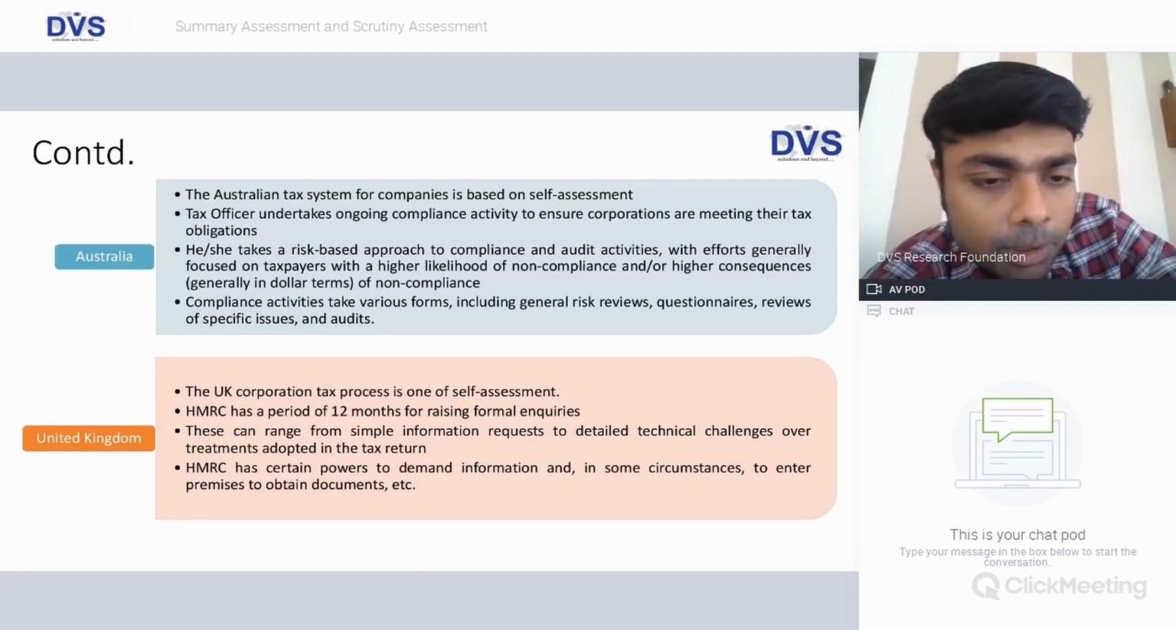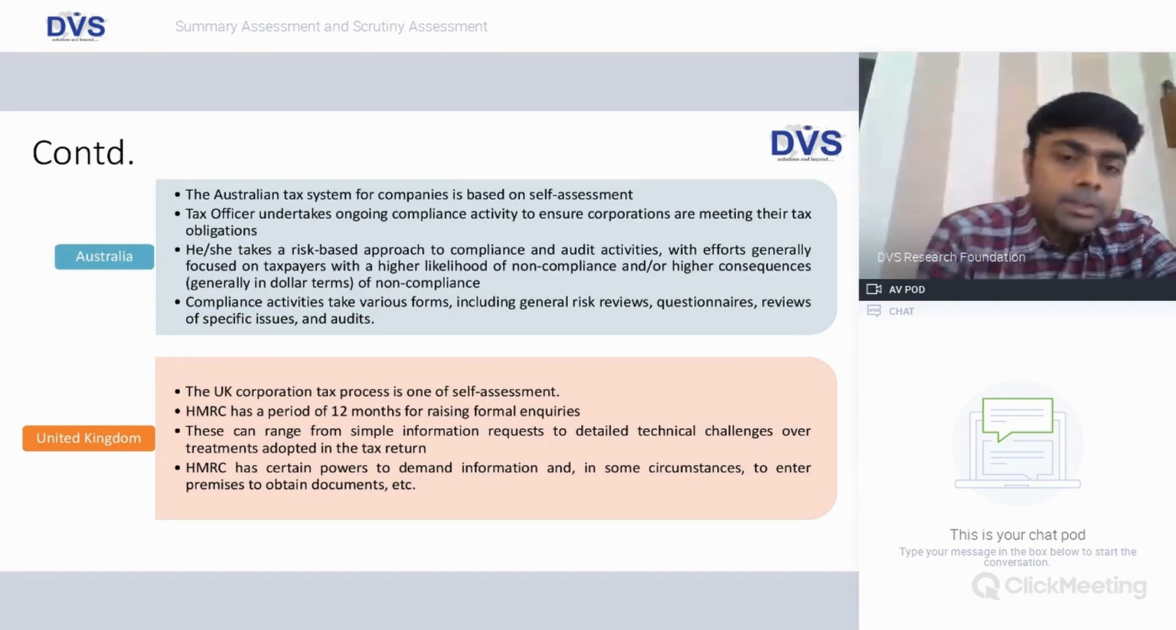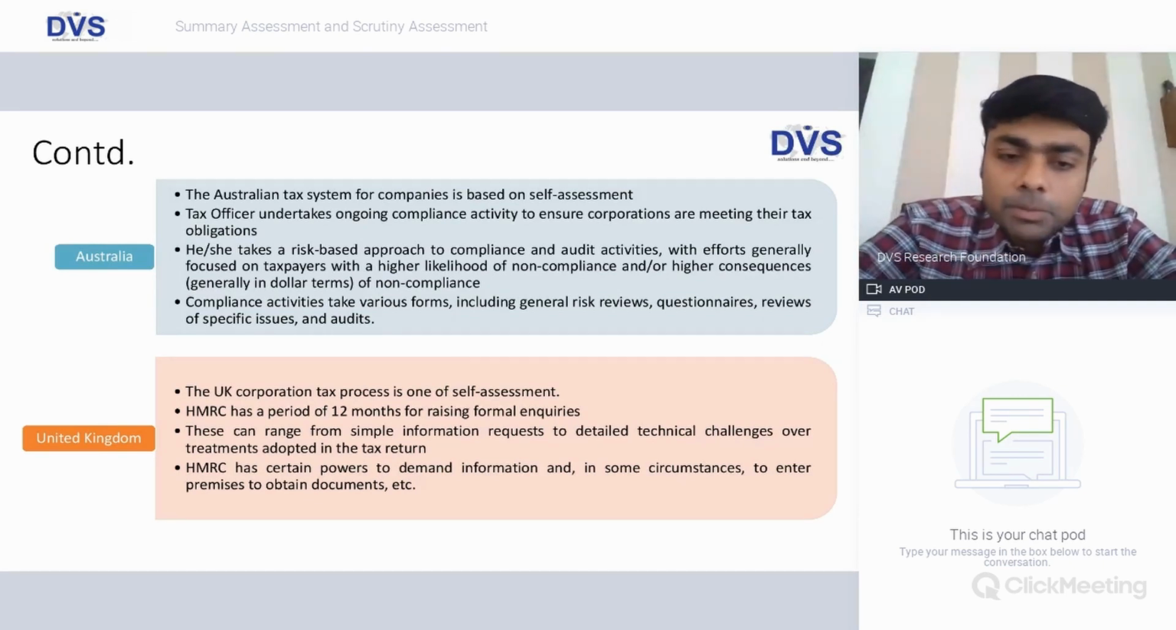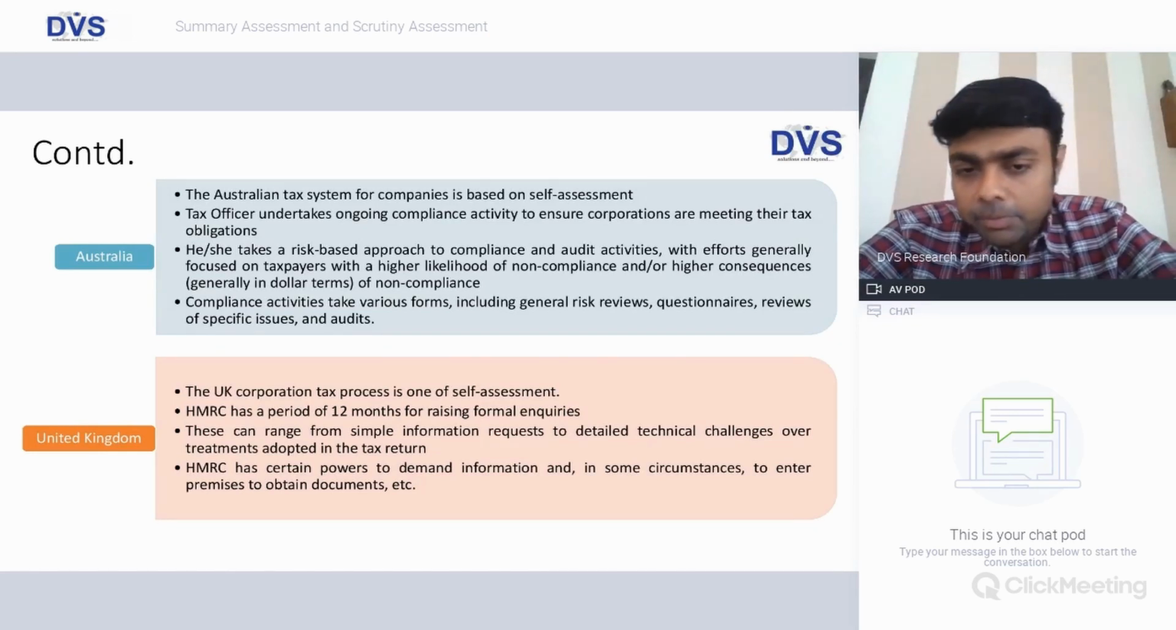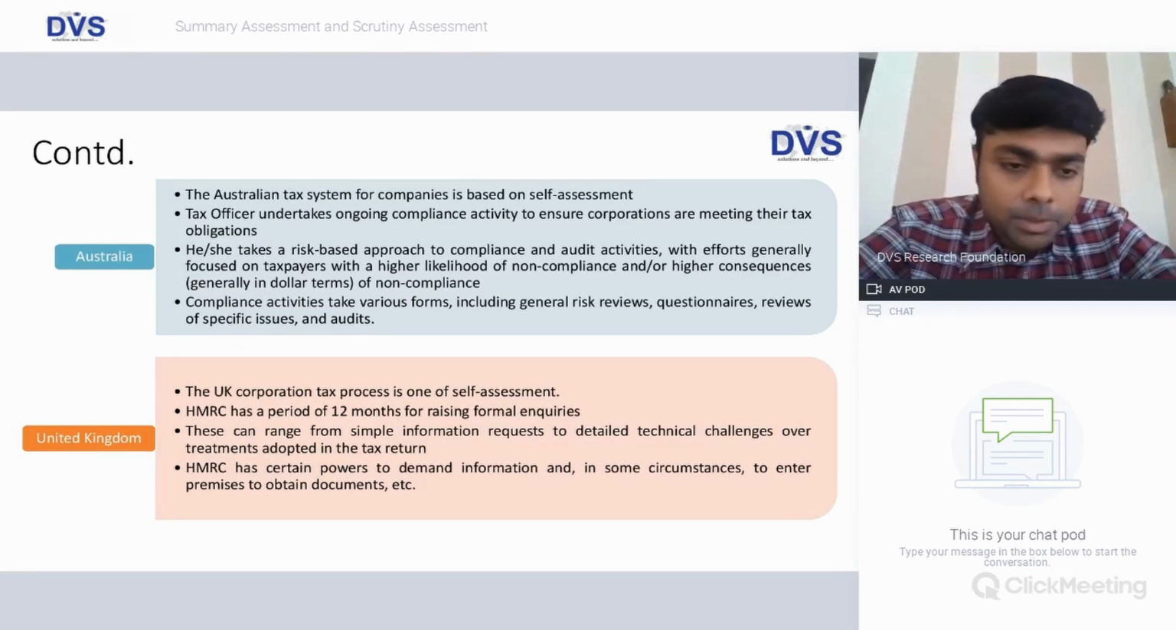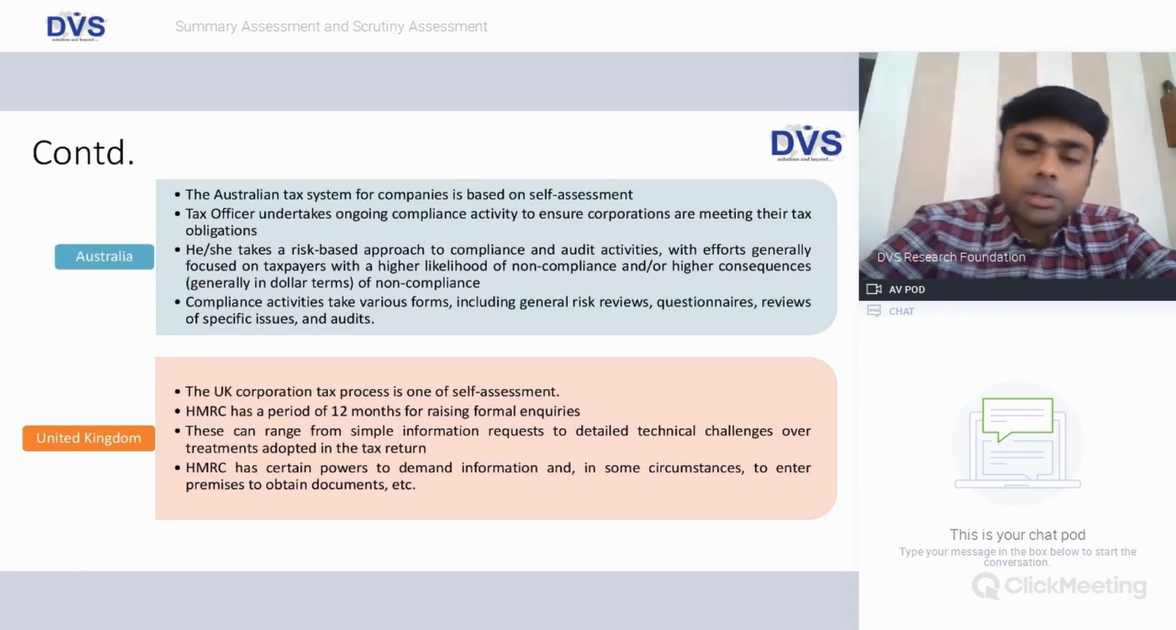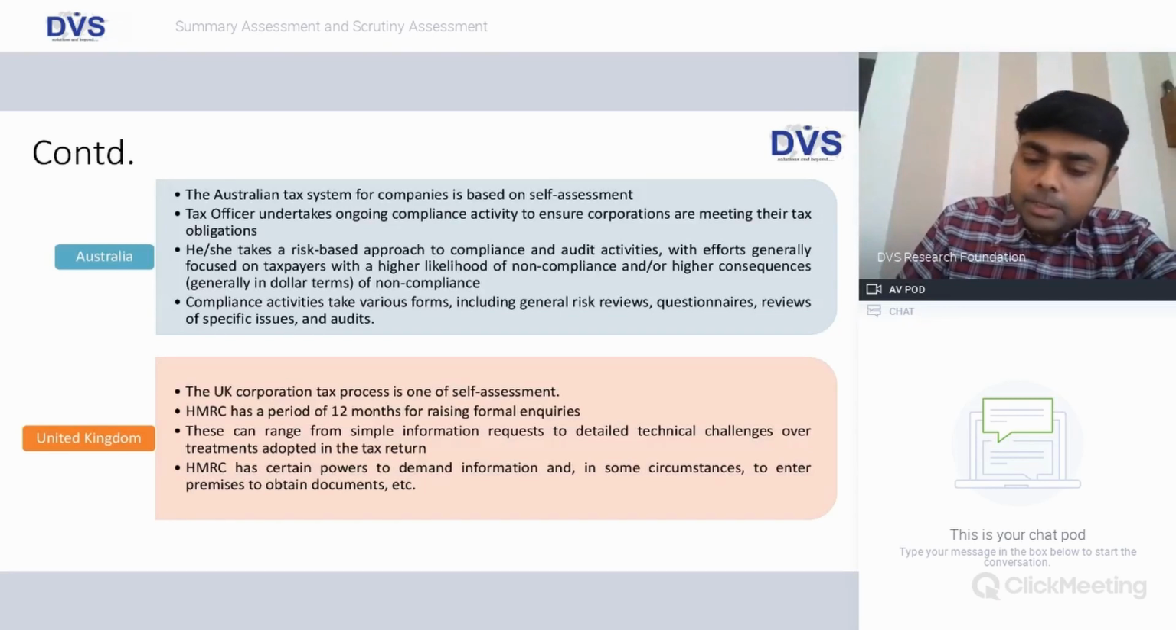In the UK, the corporation tax is again one of self-assessment, with 12 months for raising formal queries available to the department. The changes can range from simple information to treatments adopted in the tax return. There are certain powers to demand information and, in some circumstances, even to enter the premises to obtain documents. So these are ideally the situations prevailing in other countries.